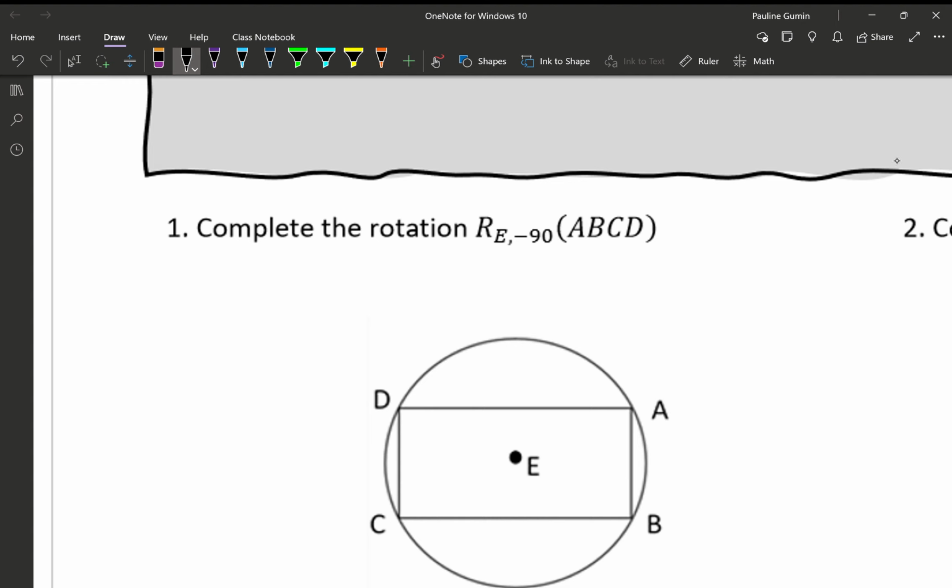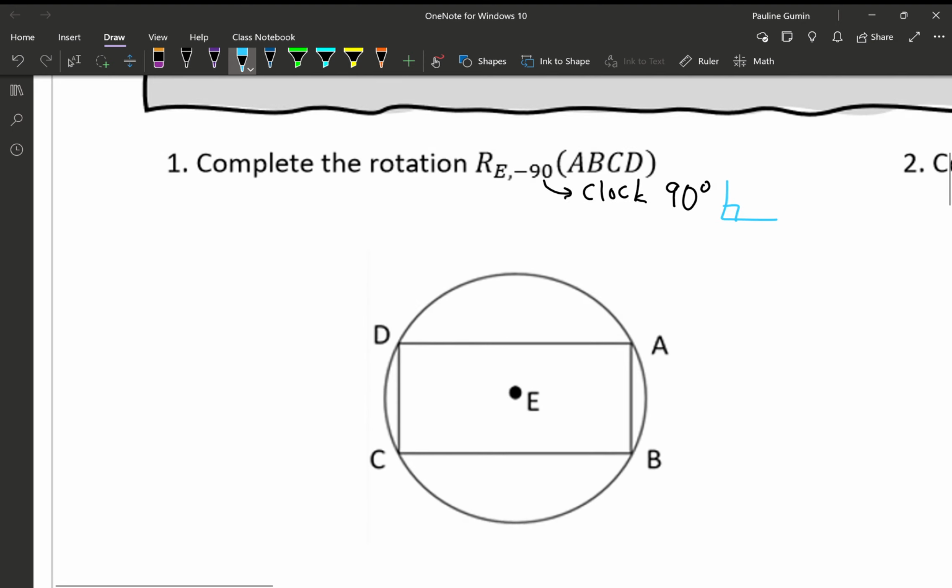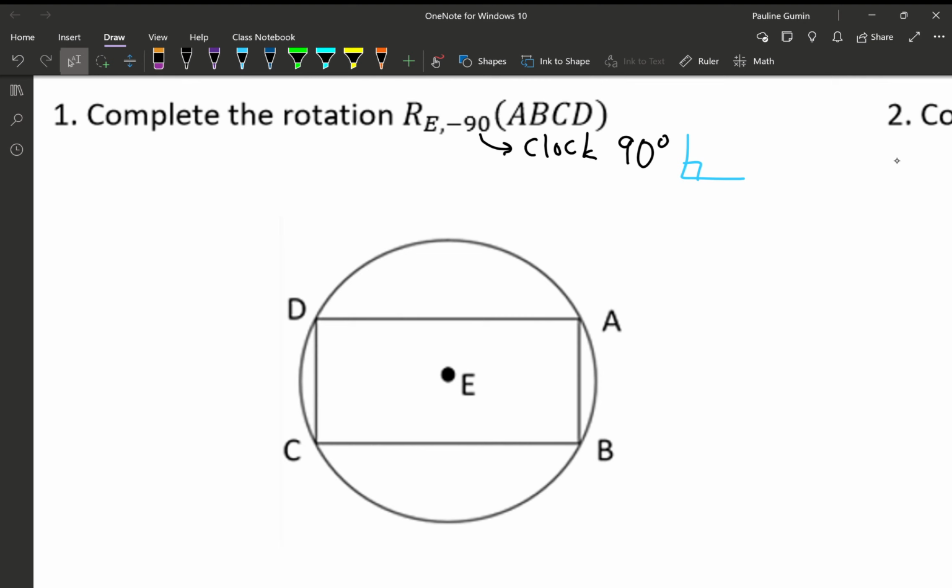All right, number 1 asks us to rotate about point E negative 90 degrees. So that means we're going clockwise 90 degrees. And let me remind you that a 90-degree angle looks like kind of an L shape. So this is how I do it. I split my middle point, in this case E, into 4 pieces, kind of like our graph. And then I'm going to take each point individually and rotate it 90 degrees.